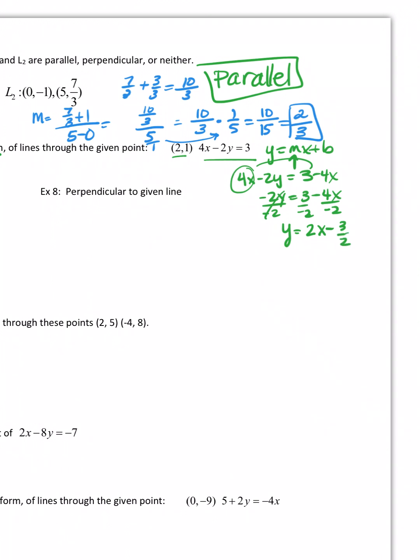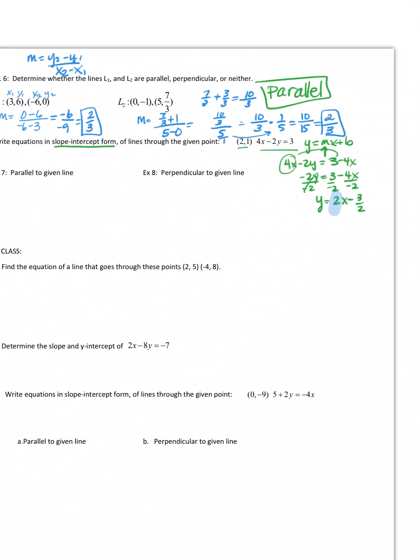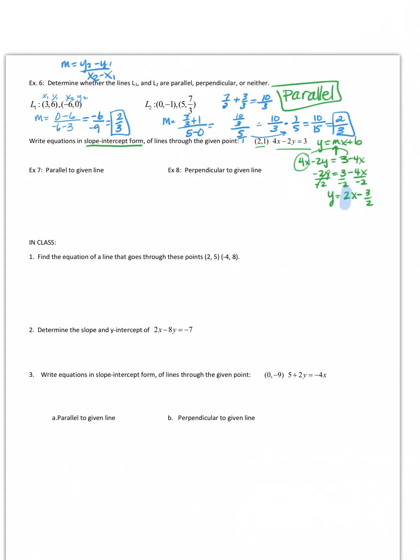Now, what do we need? The only thing we need from this equation is this slope right here, okay? Because that will dictate what's happening on example 7 and example 8. So watch this.